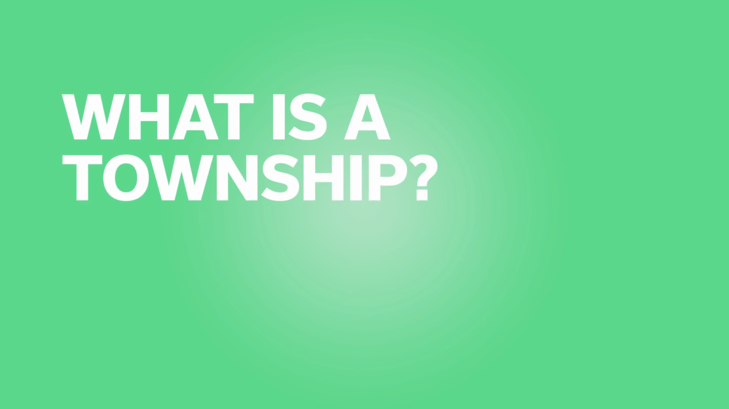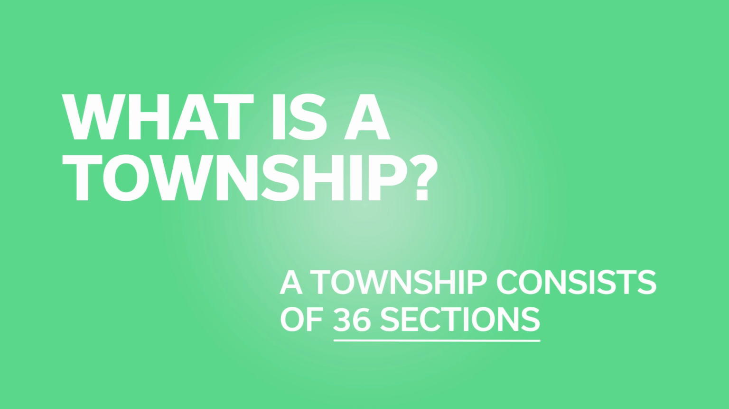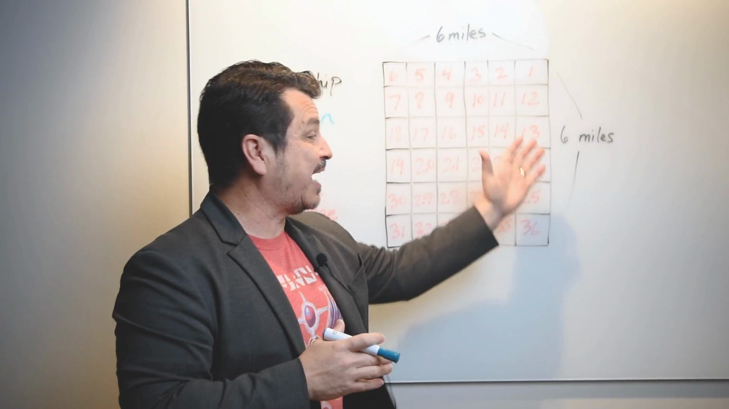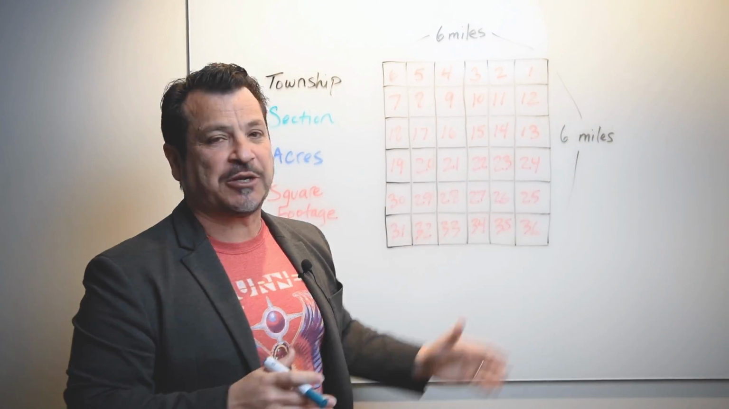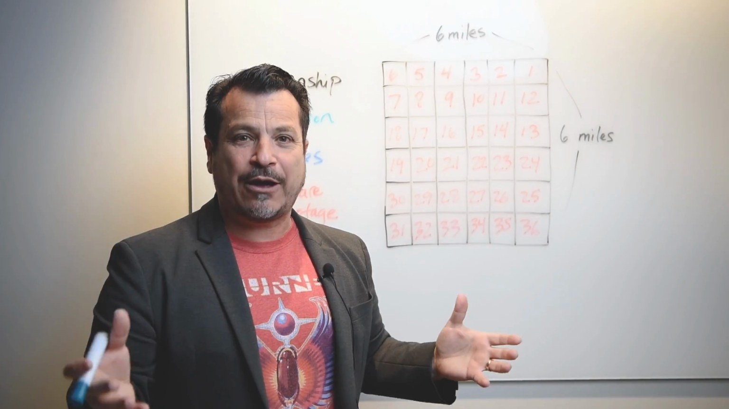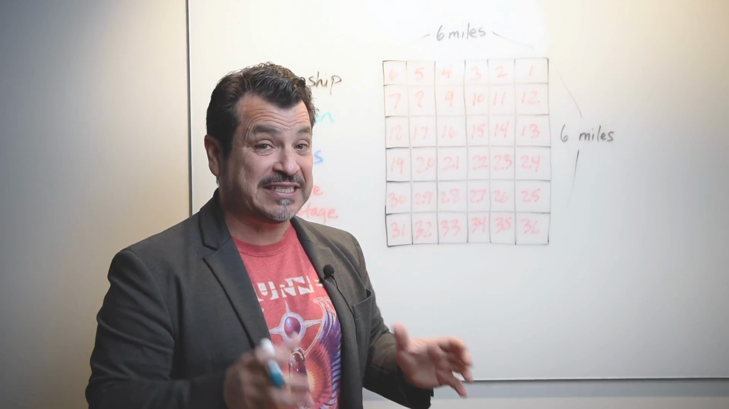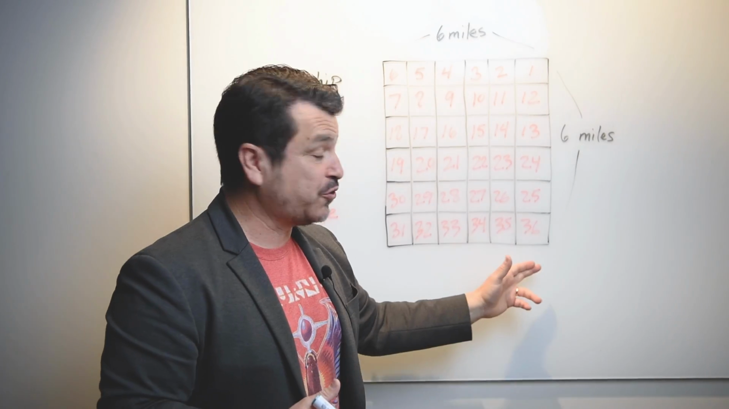What the hell is a township? Let me make this crystal clear. A township consists of 36 sections. I want you to know that. Put it in your brain right now. A township consists of 36 sections. Take a look at this. This entire diagram right here, this whole square is a township. Call it a town. I don't care. It's a town. And this town has 36 sections, from 1 all the way down to 36.